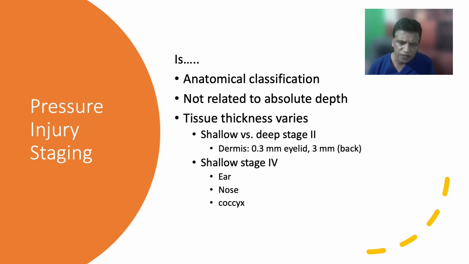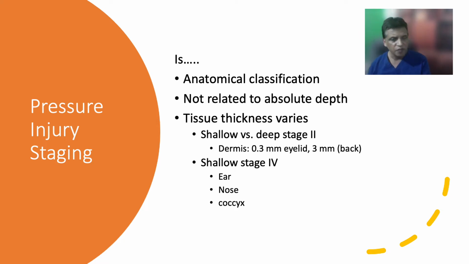So let me give you an example. Over the eyelid, your dermis is about 0.3 millimeters thick, 300 micrometers thick. But on the back, the dermis is 10 times thicker, 3 millimeters thick.